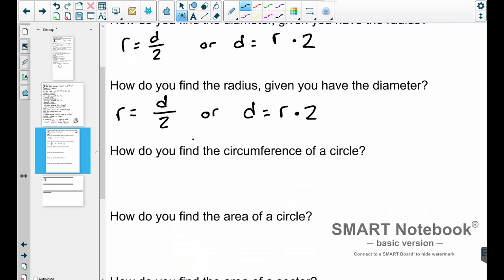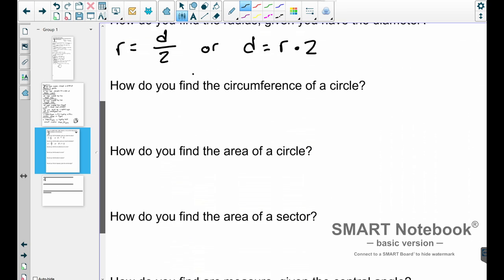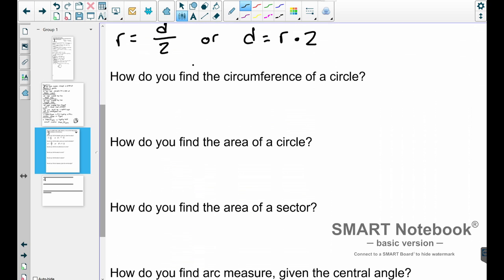If your diameter is 12, your radius is 6, that kind of thing. You just know that your radius is half the diameter. How do you find the circumference of a circle? We find the circumference of a circle by 2 times radius times pi. Or we can just say diameter times pi, because 2 times radius is our diameter. So either of those will work.